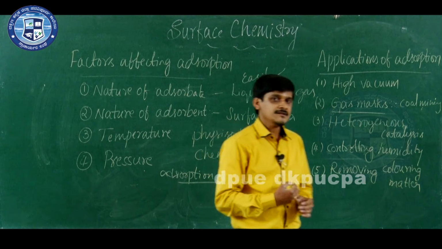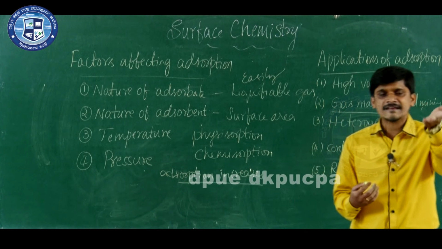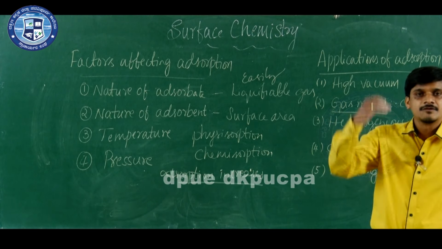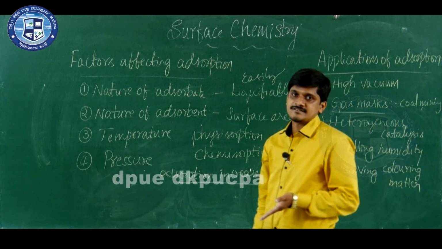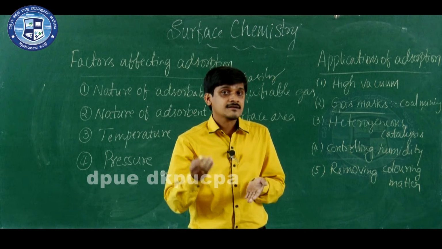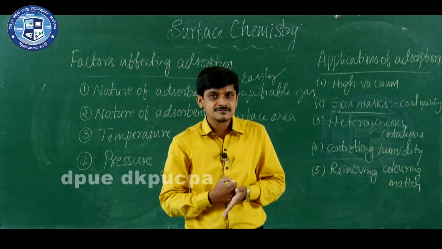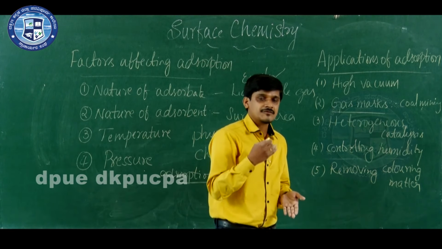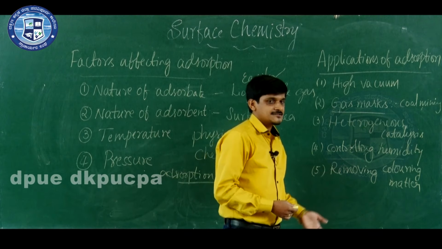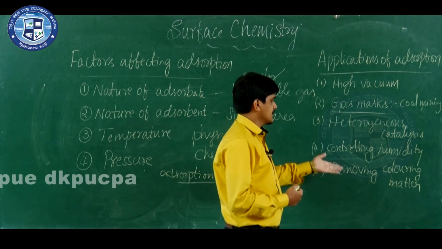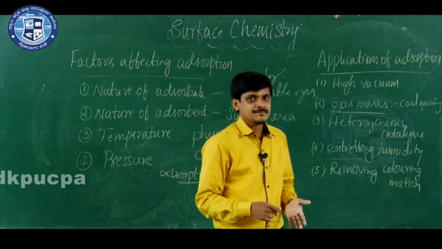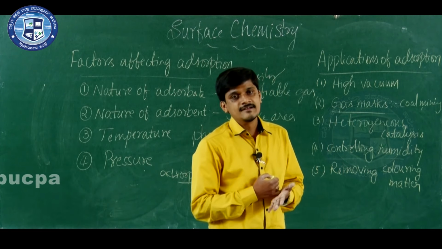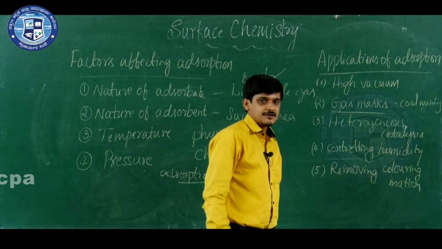How? When silica gel is placed in the atmosphere, the water vapors get adsorbed on the surface of silica gel, then humidity is controlled. If there are more water vapors, humidity will be higher. So to control humidity we will use silica gel as adsorbent. Therefore controlling of humidity is done by adsorption phenomenon.